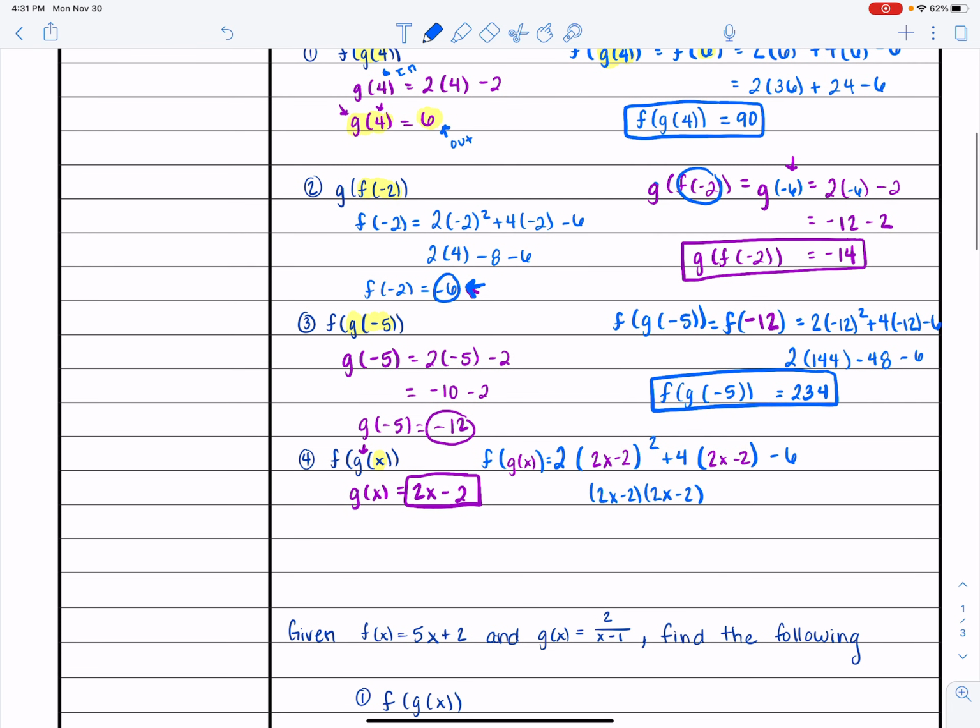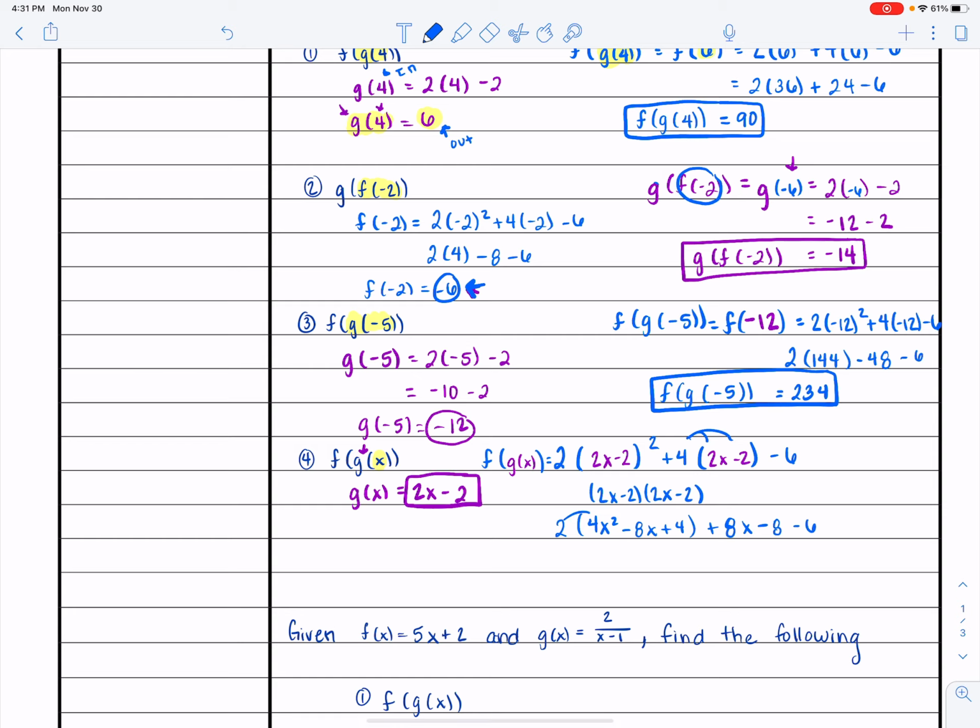Okay, so 2x squared, or 2x minus 2, so 2x times 2x is 4x squared. 2x times minus 2 is negative 4x, and then I have another negative 4x, so negative 8x. Plus 4. We're going to multiply all that by 2. Then we're going to add 4 times 2x is 8x, and 4 times negative 2 is minus 8, minus 6.